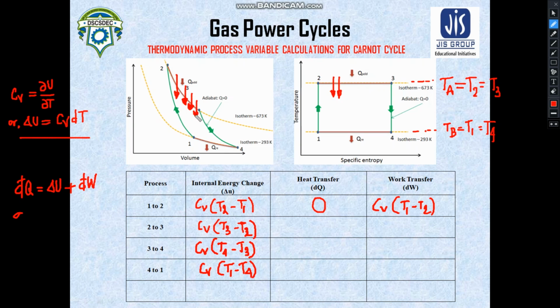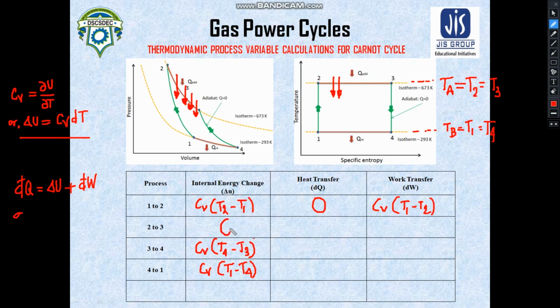Can you tell me what is the work done in this process? It is very easy to understand. So this is an isothermal process. Okay, I am very sorry that I have written this thing over here. And the question is, T3 is equal to T2.